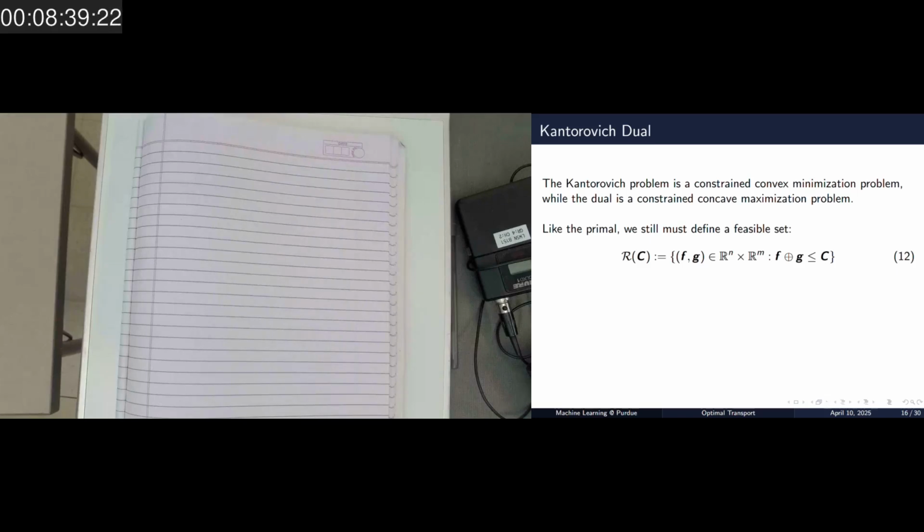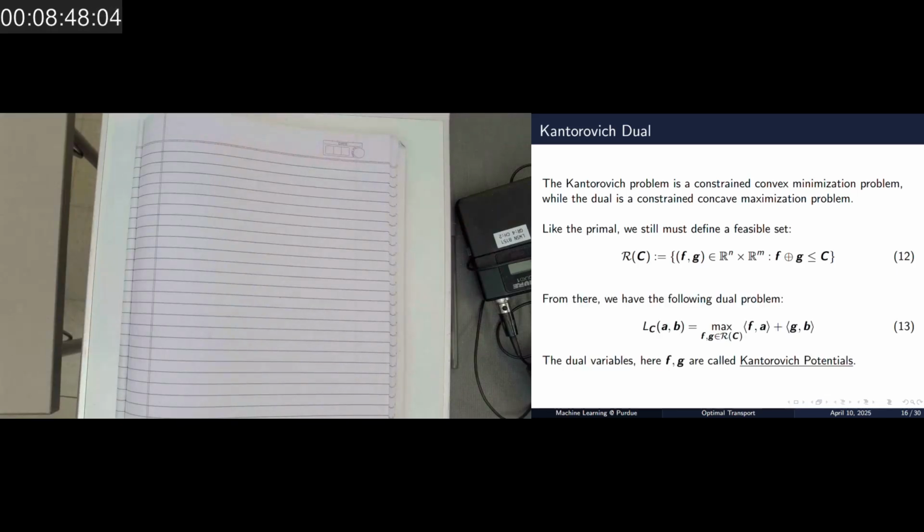The direct sum of F and G is less than the cost matrix C element-wise. So from there we have the following dual problem, where you want to maximize F dot product A plus G dot product B, and these dual variables F and G are called Kantorovich potentials.